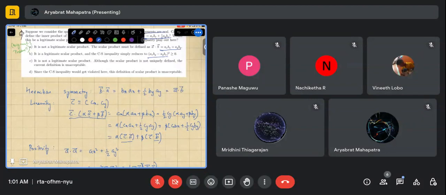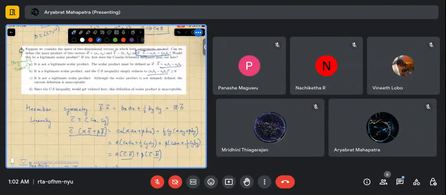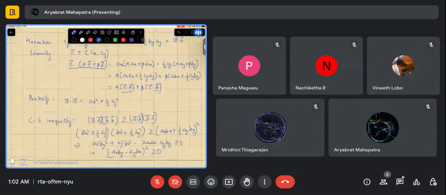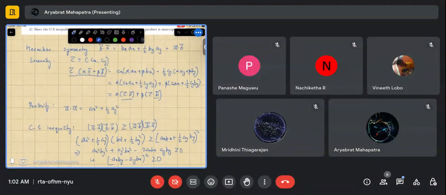The statements C and D will also not hold true here. Statement C says it is not a legitimate scalar product, but as we saw, it satisfies all the conditions, so that defined inner product is a valid one. If there is any problem in understanding this part, you can ask.